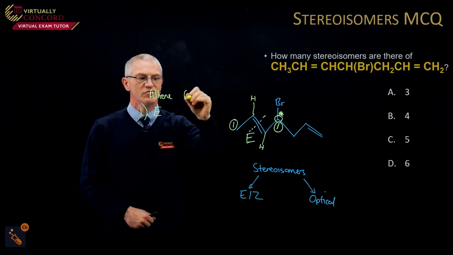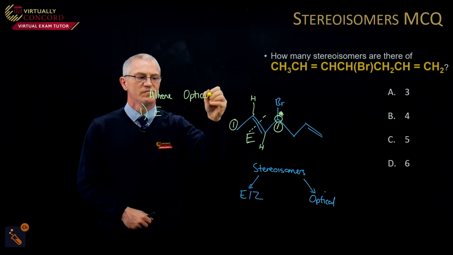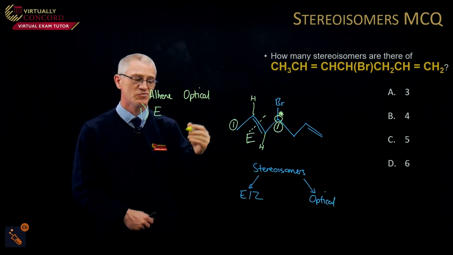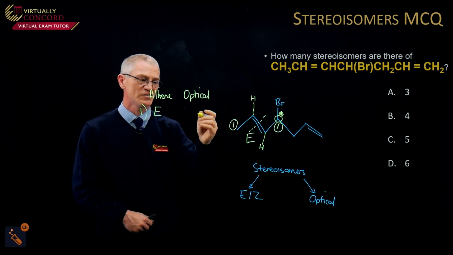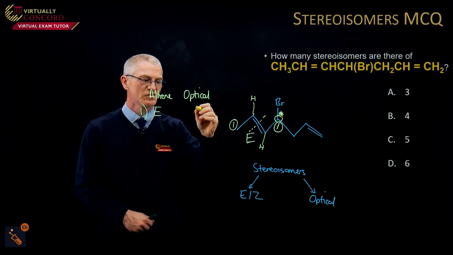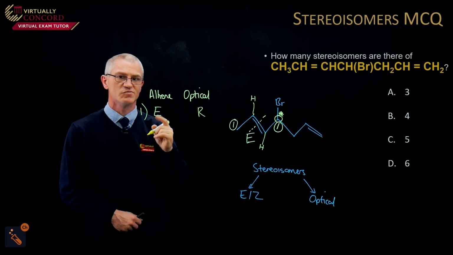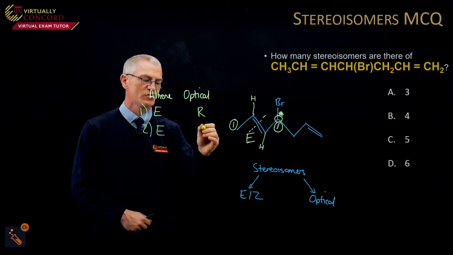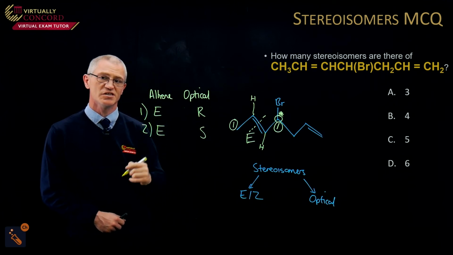Okay, and then we've got our optical isomer here. And this is why it's quite useful to be able to label optical isomers. It doesn't matter whether you're correct, whether it's R or S, it's just a label. So we're going to say, well, we could have the R with the E, and then we could have another E, and then we could have the S with the E.